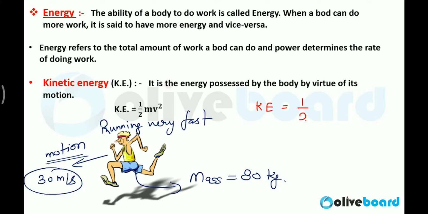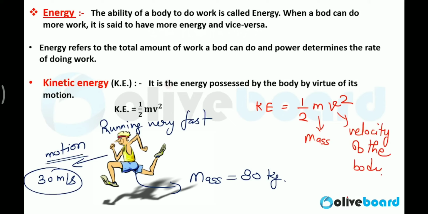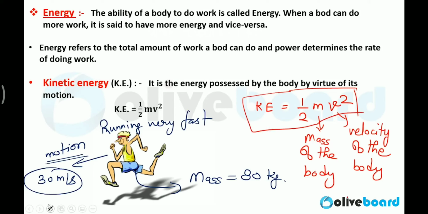It is half m v square, where m is the mass of this man, and v is the velocity of the body or object. This is the formula for kinetic energy, that is half m v square. Is it understood? Clear?